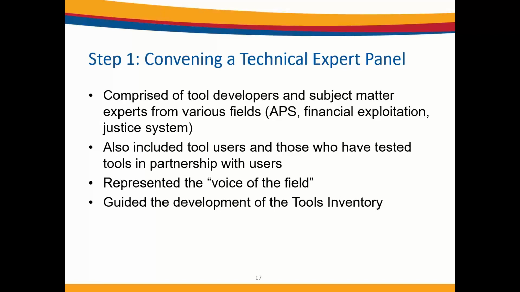I think it's important to know what you don't know, and what we knew when we were starting work on this project is that we needed the advice and insight of people who had developed tools for use in the adult maltreatment field, and those who had used the tools. So we had a multidisciplinary panel of folks from Adult Protective Services, from financial exploitation, so banking, the justice system, and others. We also had folks who had created tools and tested tools, which was very useful to us. These people represented the voice of the field, and they were really helpful in deciding what kinds of information should go into the tools inventory and in making other choices along the way. So we started by convening this technical expert panel.